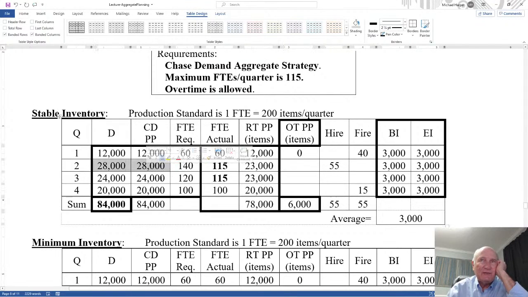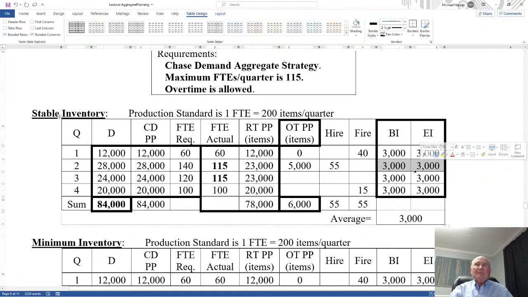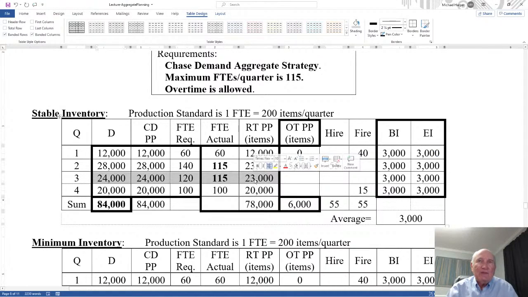Now, if I want my production plan to be 28,000, I only have 23. How many more do I need there? Well, what's 28 minus 23? That's going to be 5,000, right? So 5,000 plus 23,000 equals 28,000. That equals my demand, and my inventory is going to stay stable. Here, at 24,000 and 23,000, it's 1,000 less than my demand, so my overtime needs to be 1,000 right there. And then finally, my demand's 20, my regular time is 20, so that's 0. So my production plan here will be my regular time plus overtime, and if I add these two together, it's going to equal my demand. My chase demand production plan will equal my demand. So my inventory is stable.